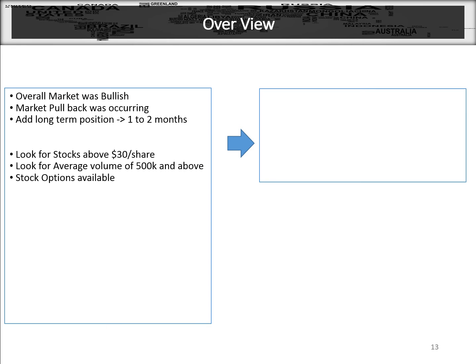As we mentioned, we wanted to basically trade it with options, so options have to be available. And also we wanted to make sure there were dividends behind it, because a lot of people do buy stocks with dividends, so it kind of makes sure that it can have a catalyst to go up.